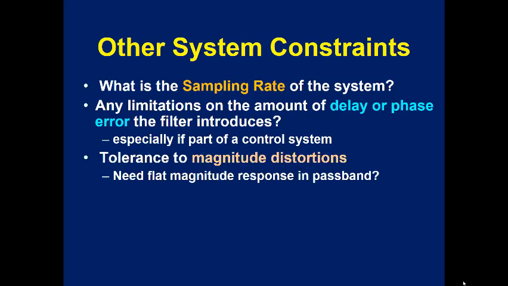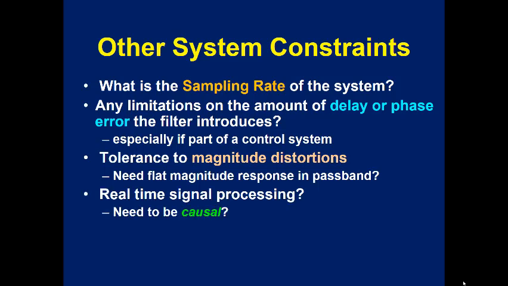We need to understand, are we allowed to distort the magnitude at all? Do we have to have flat magnitude responses? Can we add a little ripple to it or not? How uniform does the magnitude response need to be in the ranges of frequencies that we're trying to preserve? If we're doing a real-time implementation in signal processing, then we're absolutely constrained to designing a causal system, and of course probably want a stable system. So we have a couple of fundamental requirements that we're going to need to understand.